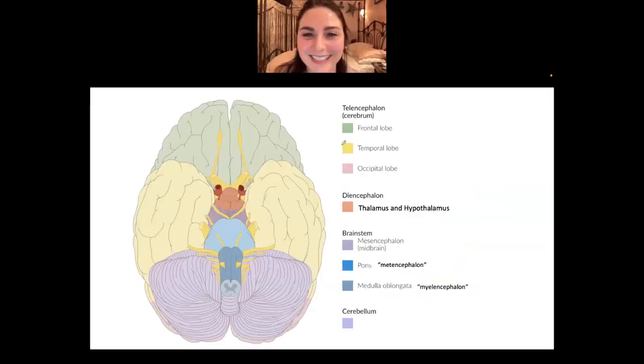Okay, this is another view. When you have to identify structures in anatomy, they're going to show you this picture a lot. So if you're sitting here in an assessment thinking, I have no idea what I'm looking at here, you are not alone. This is a really confusing thing. It takes a little bit of time to learn what you're looking at.